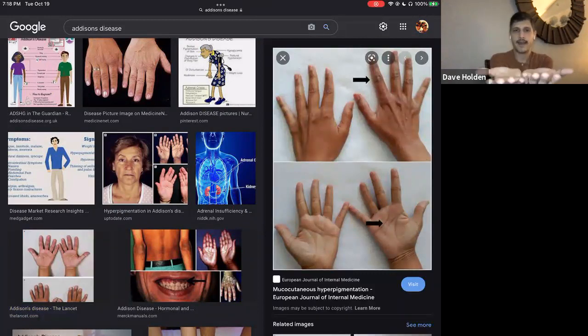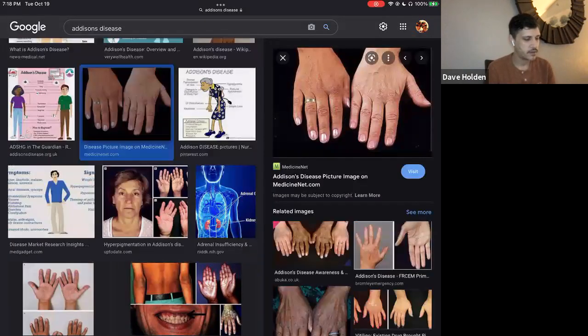So you're looking at the hands of the same person, but if you look, you'll notice that they're two different skin tones. Like even the palm side, just the base color of the skin is just a few shades off. I don't know if you guys are actually able to see it through your computer screens, but if you pull it up on your phone or something like that, I just Googled Addison's disease. Here's another photo.